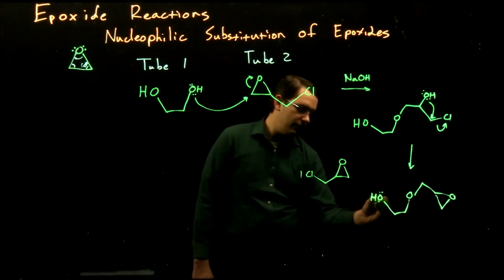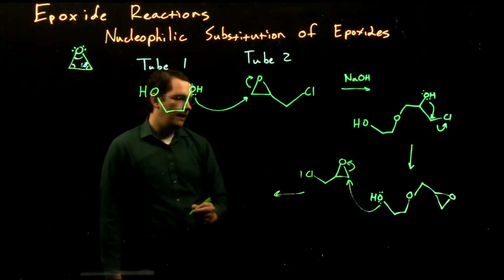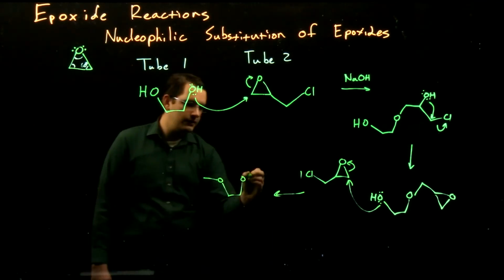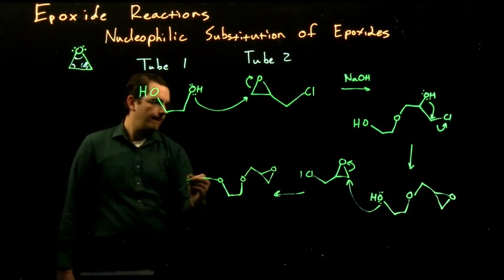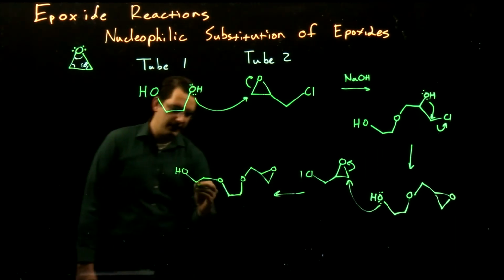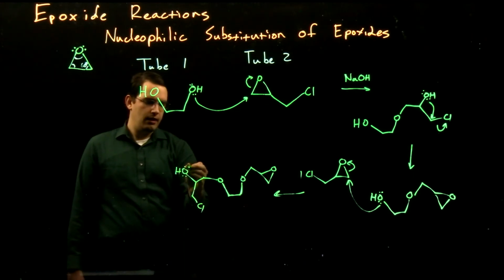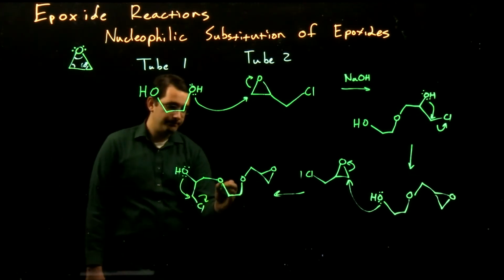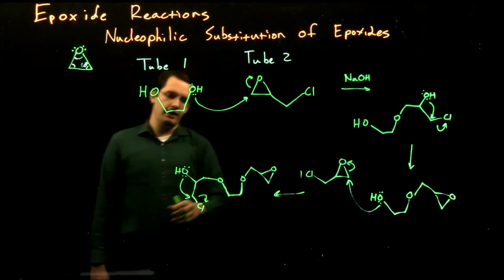Again, I have basic conditions, so I can attack, open this ring, and that will now react on to form. So my diol now will be linked to two separate epoxides. So the second epoxide now, we've got our new alcohol forming at the less substituted position, and our chlorine over here. And we can again attack in an intramolecular reaction and remake our epoxide ring. So what you see here, right, is that our diol is able to cross-link between two different epoxides.